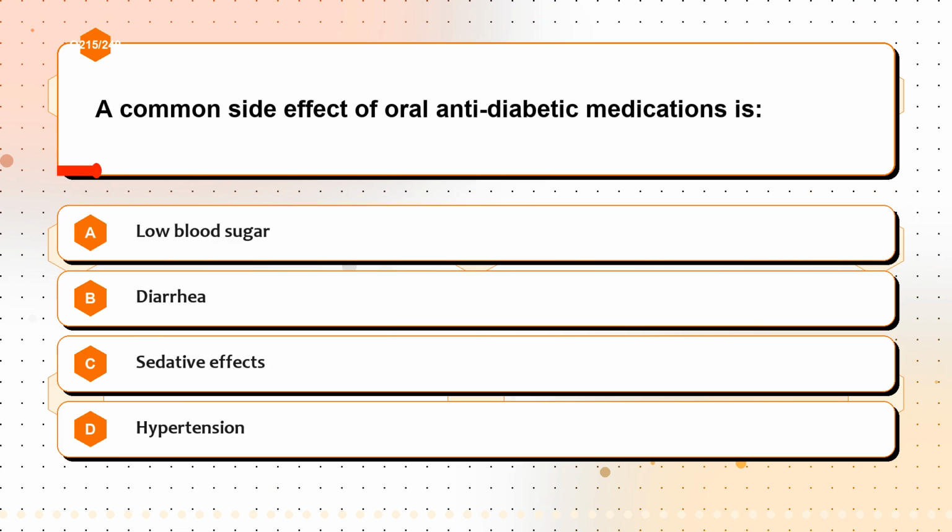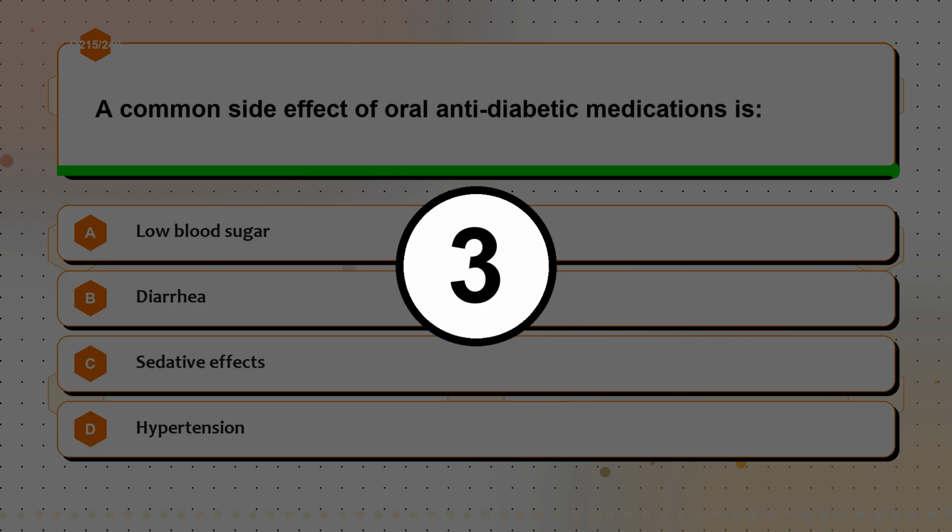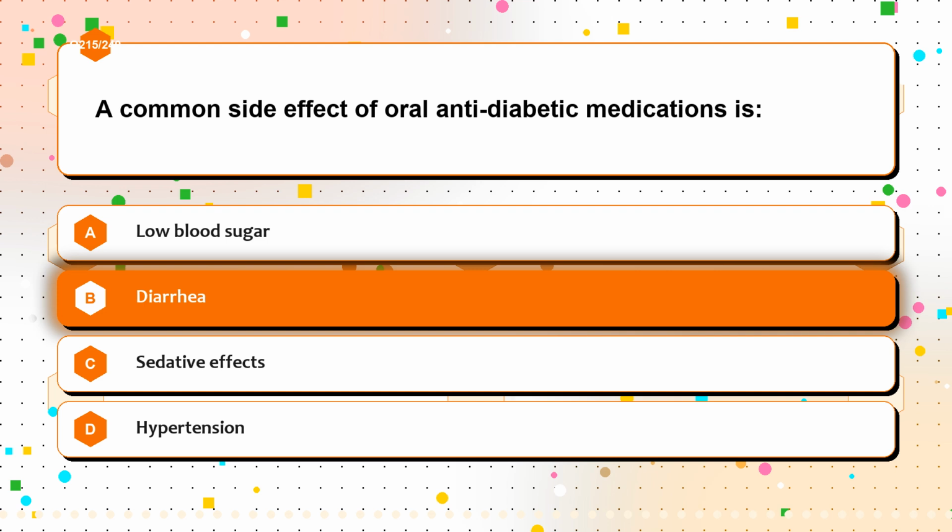Question 215. A common side effect of oral anti-diabetic medications is. Here are the options. Option A, low blood sugar. Option B, diarrhea. Option C, sedative effects. Option D, hypertension. The correct answer is option B, diarrhea.